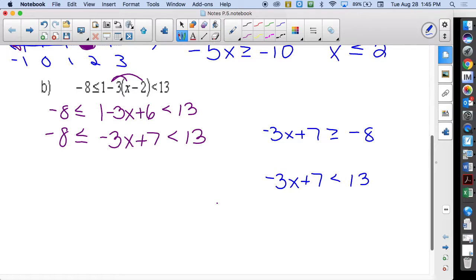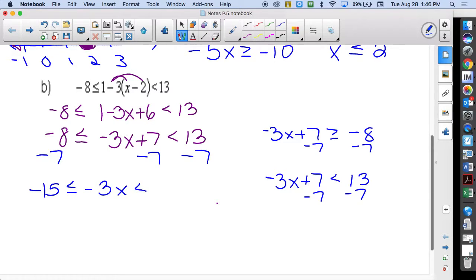What else could you do if you didn't want to separate them? Asia? You can just subtract 7 out of both sides. Right, you could also just take the minus 7 and apply it to both sides, because that's what you're really doing when you separate it. You're subtracting 7 from negative 8, you're subtracting 7 from 13. When it's separate, well, you can do that when it's together as well. It's the same exact thing, it just depends on what you see, how you feel comfortable solving the problem. So if we do it all together, we get negative 15 less than or equal to negative 3x less than 6.